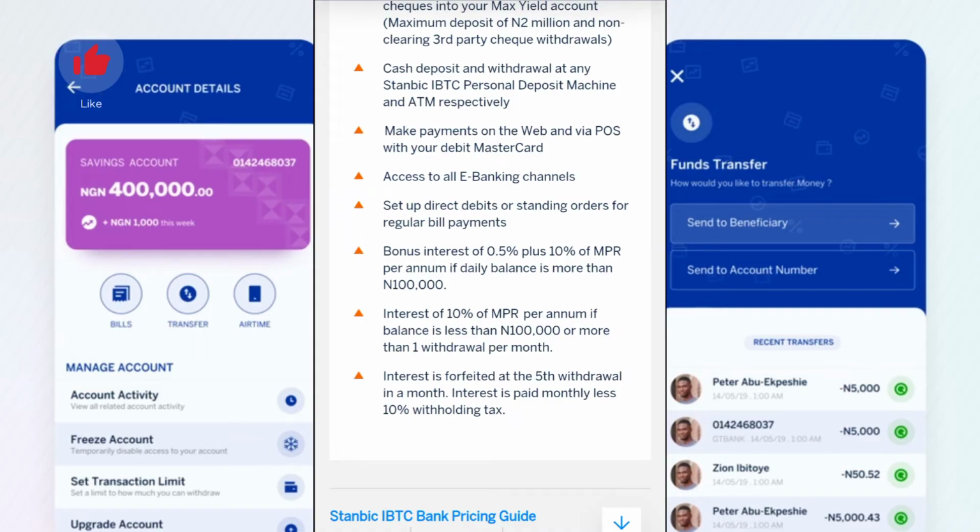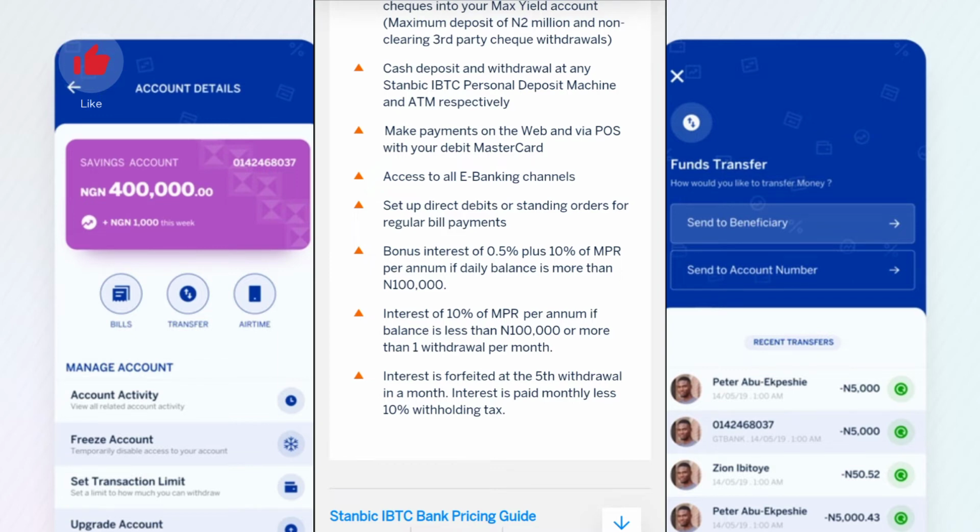Then you have access to their e-banking channels. By e-banking channels they mean online banking. It could be online internet banking, their app, all those avenues. You can access your account from there. All right, then you can also set up direct debits or standing orders for regular bills payment.